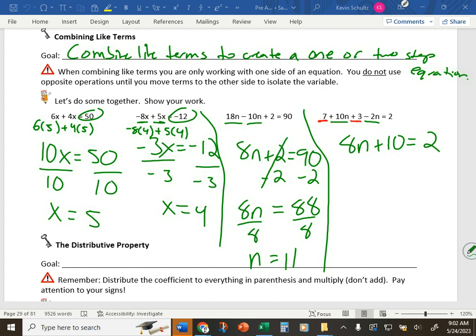Okay, excellent. Then Gregory went on to say his next step now that we're in the solving phase, opposite operations, we'll be subtracting 10 from both sides.